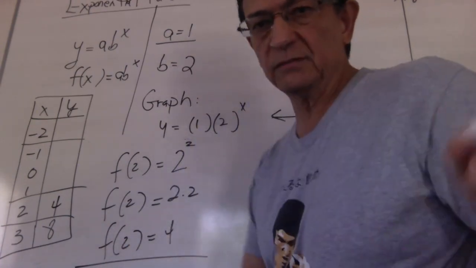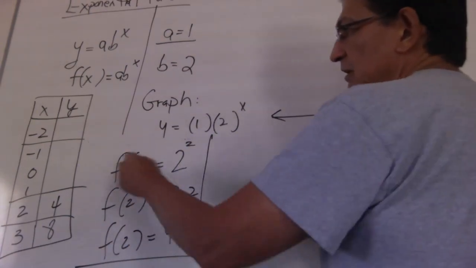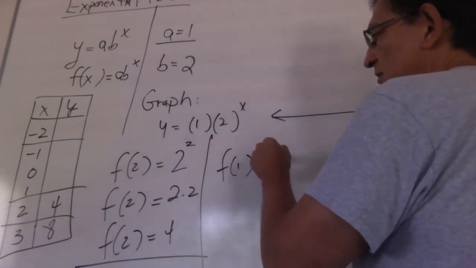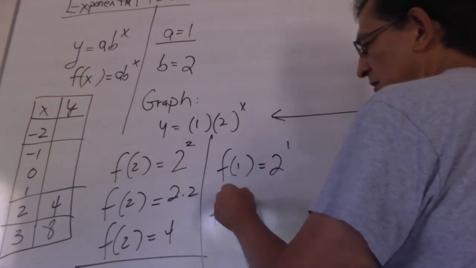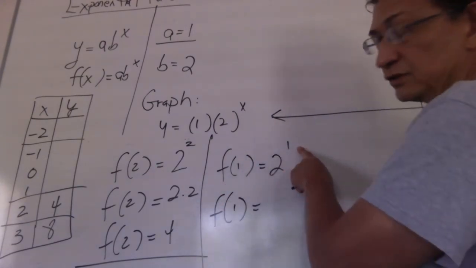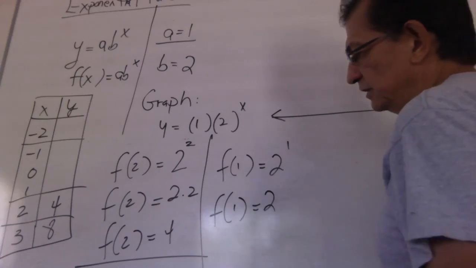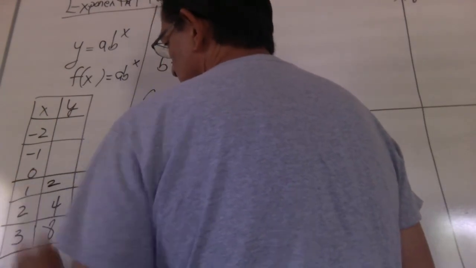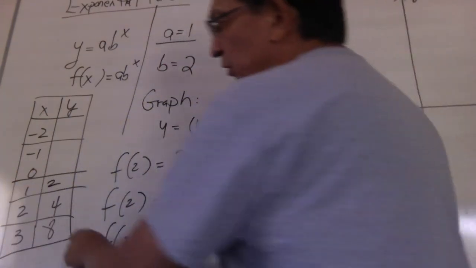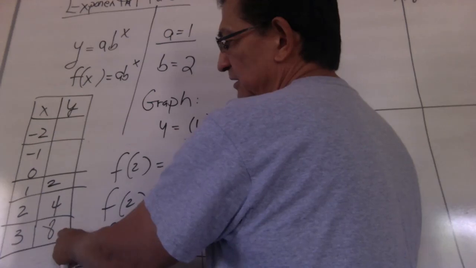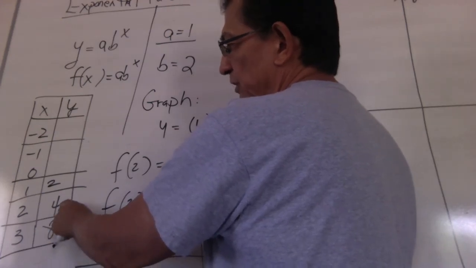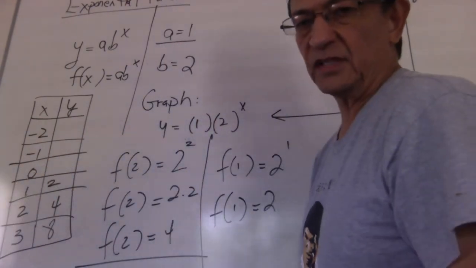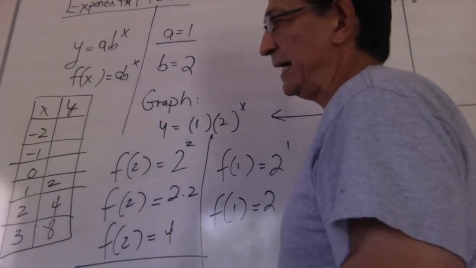And then the next one is going to be 1. So the exponent is 1. So f of 1 is equal to 2 to the first. Okay, anything to the first power is itself. So we have a 2 here. So this is 2. One thing I want you to notice is what's happening here. You have 8, and then half of 8 is 4, and then half of 4 is 2. So it's going down by half.